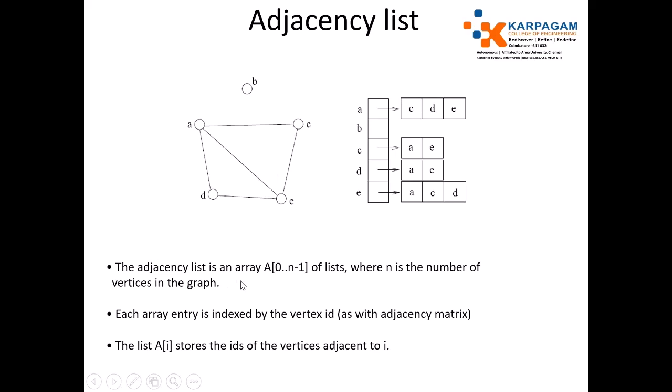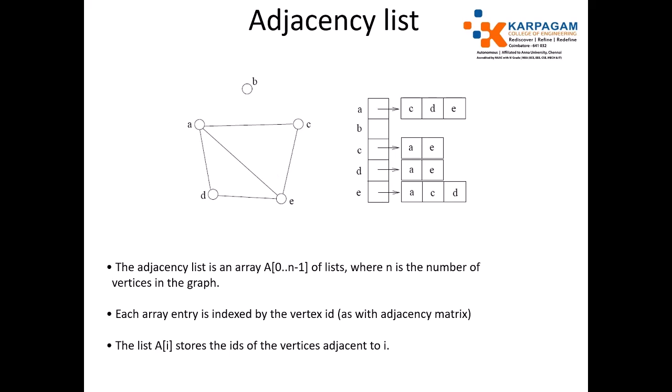The adjacency list is an array of linked lists, where n is the number of vertices in the graph. Each array entry is indexed by the vertex ID, as with the adjacency matrix. The list A[i] stores the IDs of the vertices adjacent to i. The set of nodes which is adjacent to a particular node is attached in the linked list. That's all. This is efficient when compared to the array based representation.